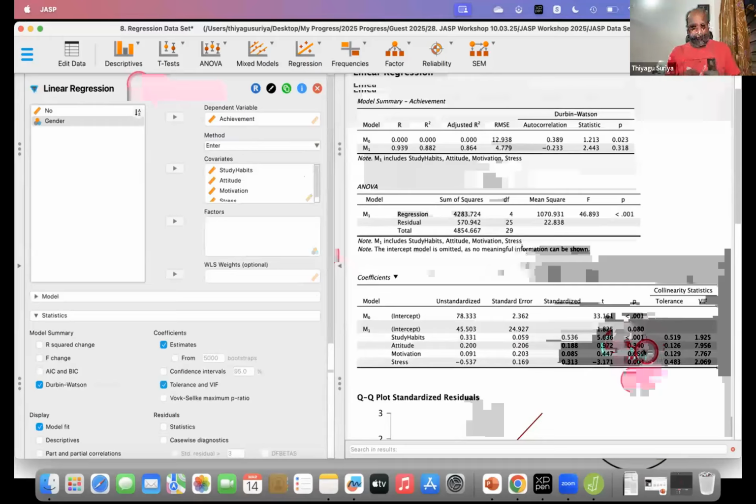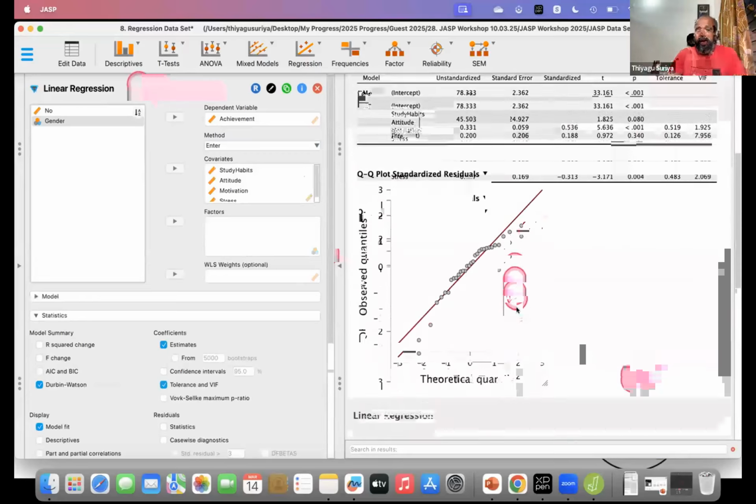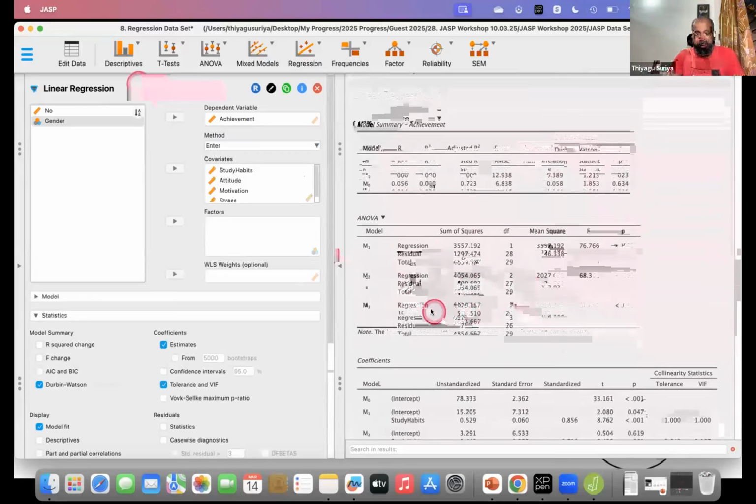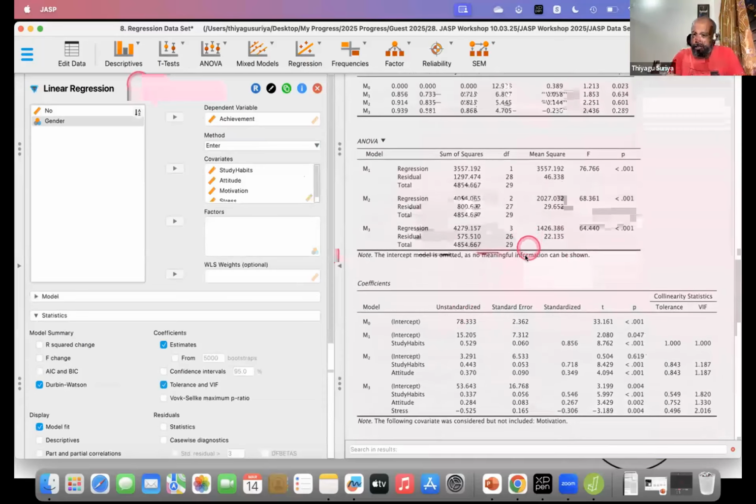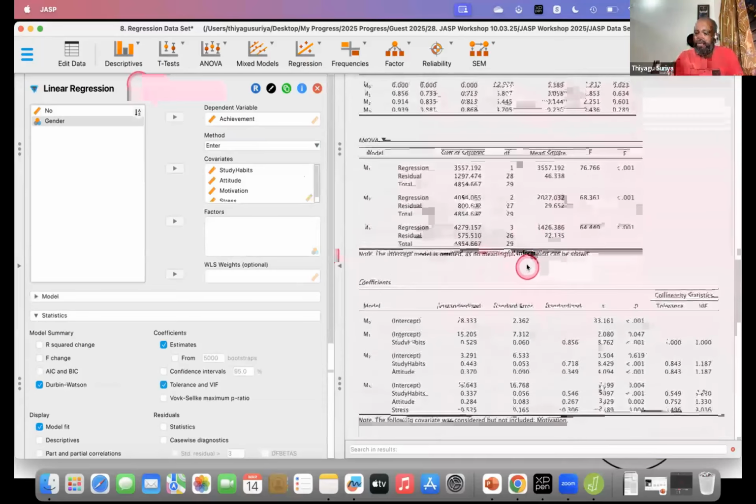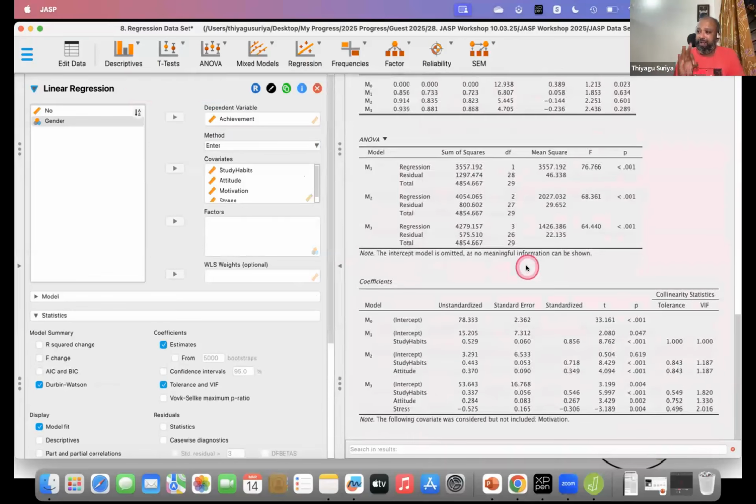Forward means what you can do? Start with 0, go with 1 by 1. Step 1, take the one variable with the most significant value. Second level, third level, and finally the variables are removed. Therefore, this particular model may be suitable only for how many independent variables? 3 independent variables only. Now we can see this.